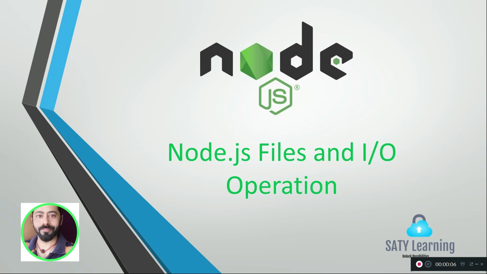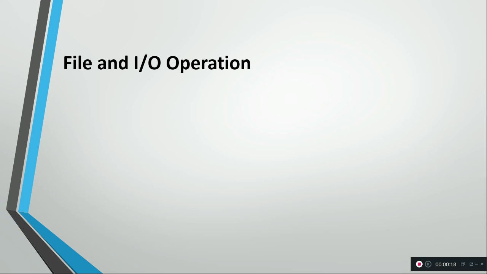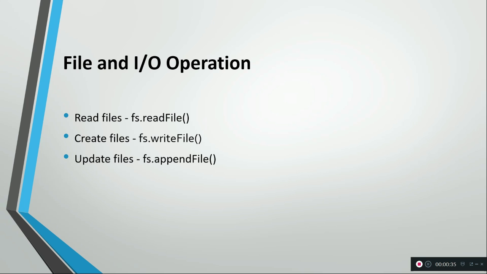In today's lab, we are going to learn how to do file operations and IO operations using Node.js. The basic operations in Node.js are: to read files, they have exposed the readFile function; for creating files, the writeFile function; for updating files, there is appendFile; for renaming a file, we have the rename function; and for deleting a file, we have the unlink function.